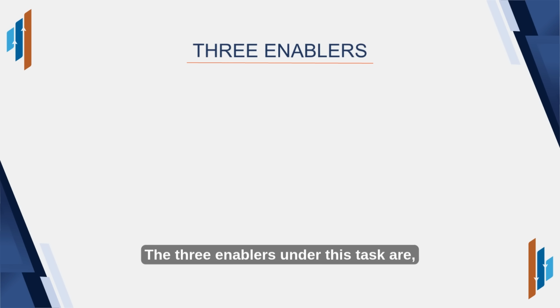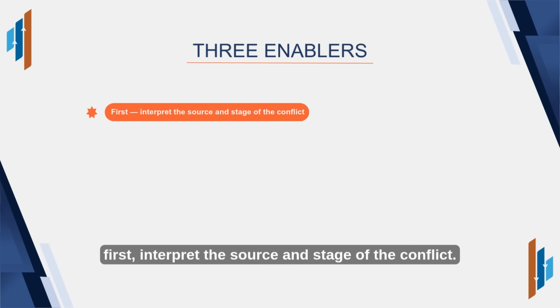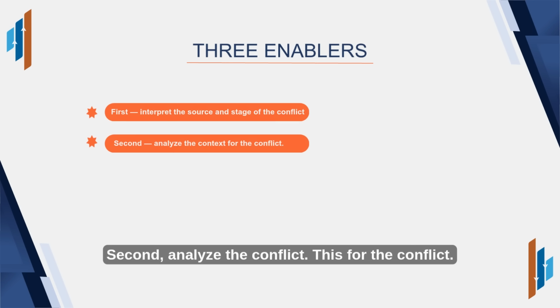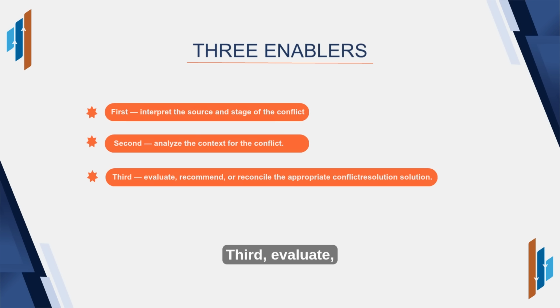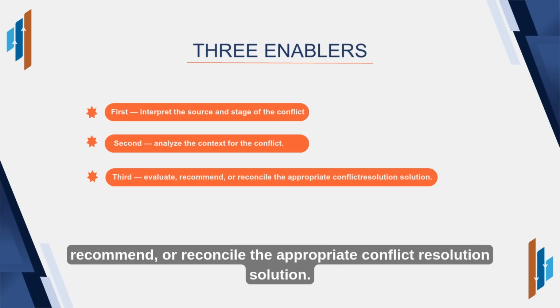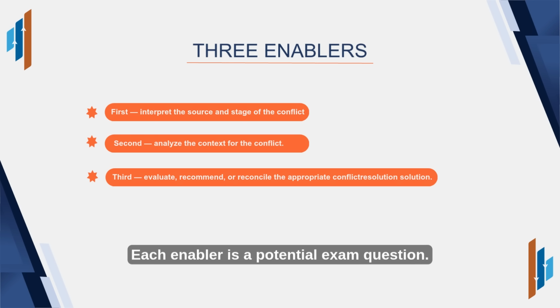The 3 enablers under this task are: first, interpret the source and stage of the conflict. Second, analyze the context for the conflict. Third, evaluate, recommend, or reconcile the appropriate conflict resolution solution. Each enabler is a potential exam question. Let's start with the source of conflict.